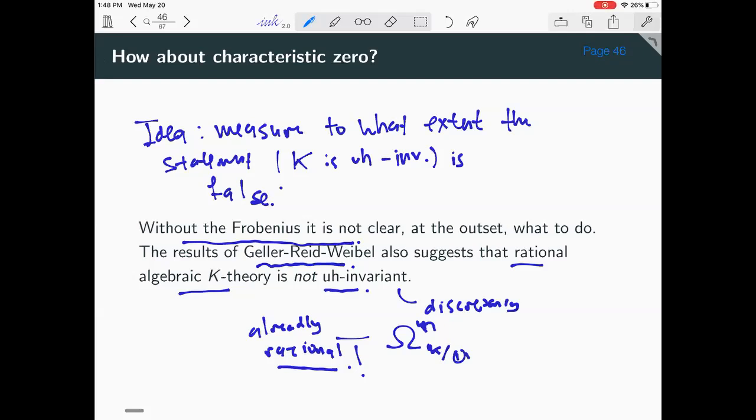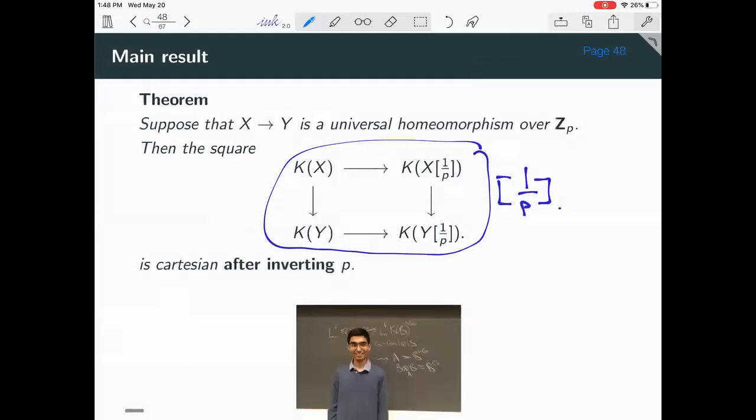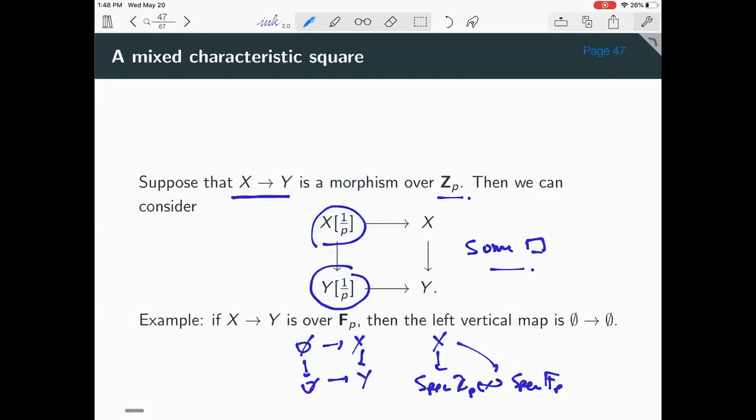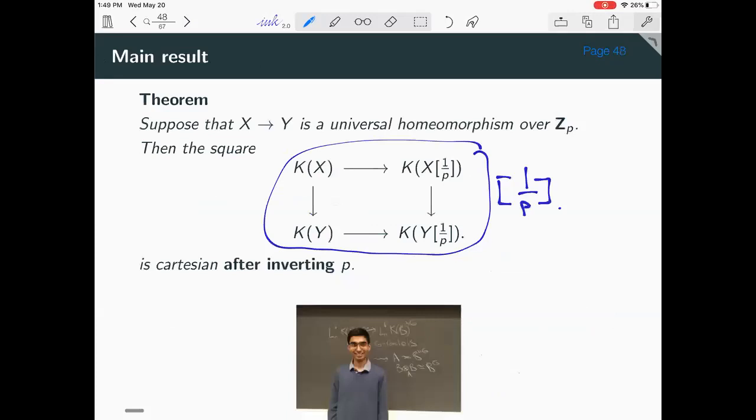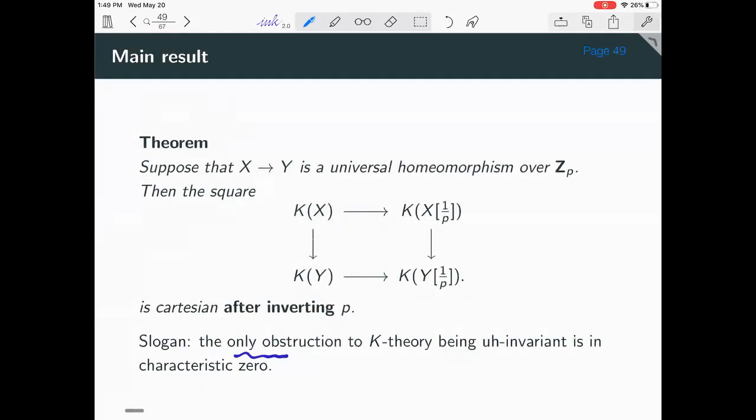Of course, you could talk about finite coefficients, if you want. What Bert said is also an alternative: you can look at finite coefficients, and everything is homotopy invariant, and you're good. But this is another proof, another approach, I suppose. So here's the result: this funny square, if I apply algebraic K-theory, is not quite Cartesian, but it's Cartesian after you invert p. So here's the slogan: the only obstruction to K-theory being UH invariant is in characteristic zero.